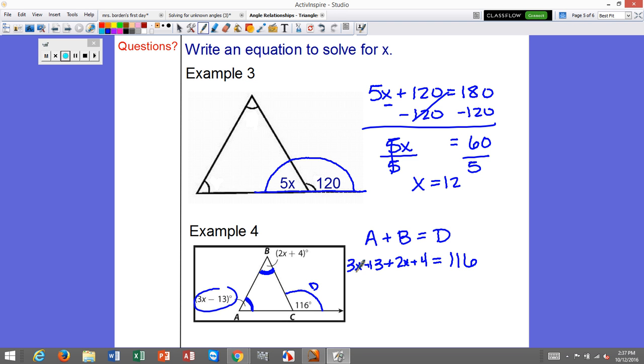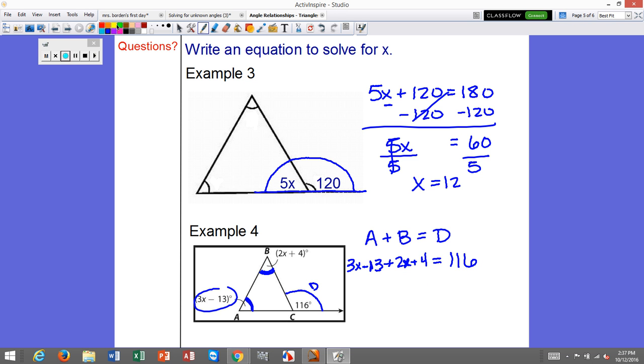Okay, so angle A, I have all kinds of little mistakes happening with my pen. I'm sorry guys, that's kind of confusing. So this was a minus sign and a 13, and this is an x right here. Okay, so 3x minus 13 plus 2x plus 4 equals 116.